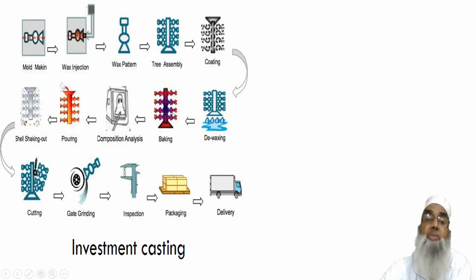They are further baked so that they get strengthened. The composition is analyzed to see whether it is proper or not, and then the molten metal is poured into this baked hollow ceramic mold. The metal is melted, poured, and allowed to solidify.